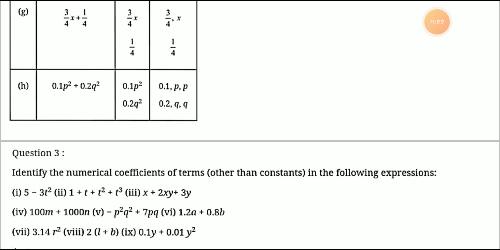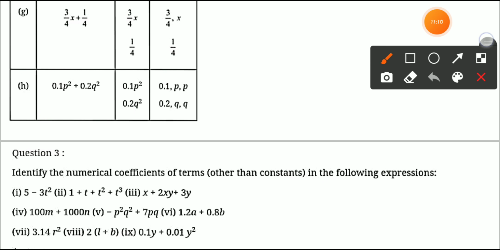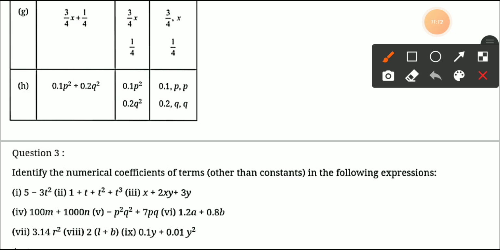Now see question number 3. Identify the numerical coefficient of the terms other than the constants in the following expression. Numerical coefficient other than the constant. Constant means we have to leave those numbers which don't have any variable. So we have to leave this because it does not contain any variable. 1 also does not contain any variable. Now we have to find the numerical coefficient of this.